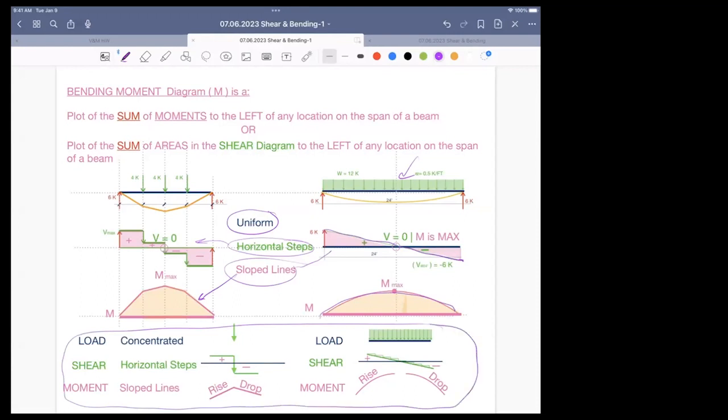Now, for concentrated loads, there is a drop in the shear diagram. If you went from positive to negative, then your straight line was rising. Now your straight line is sloping downward. In the case of a uniform load, if your area was positive, your curvature is rising. If the area in the shear diagram is negative, then it drops.